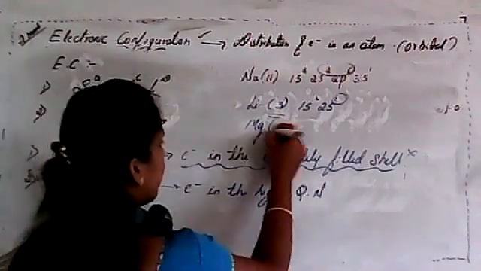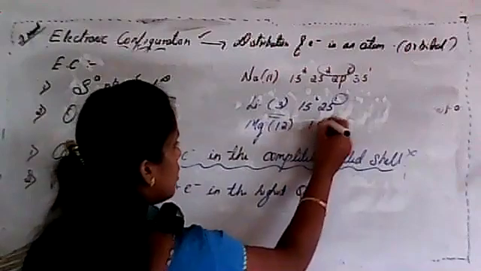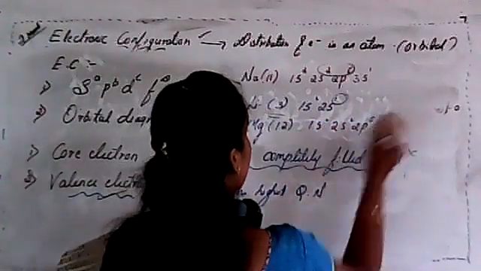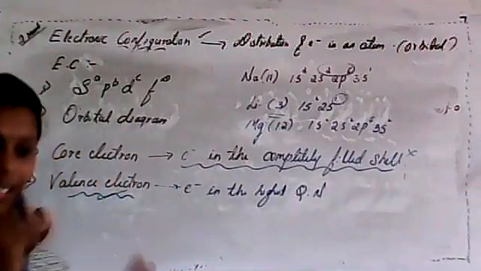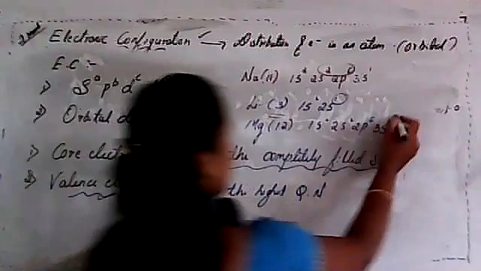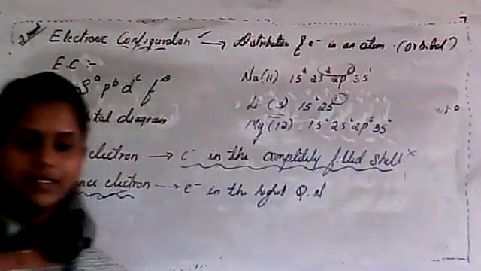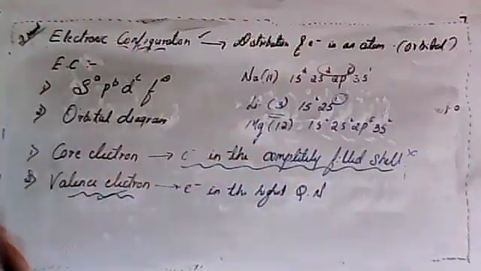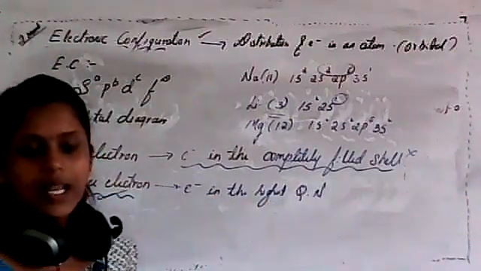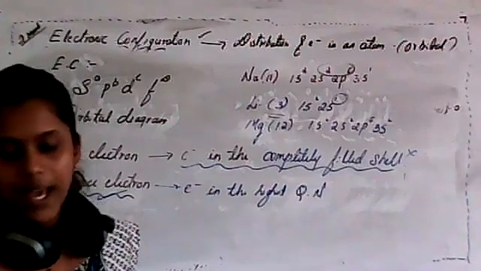Yes, that is 12, 1s2, 2s2, 2p6, 3s2. The total number of valence electrons, that means electrons in the last shell, is 2. That is nothing but your valence electrons. Is this clear? Electrons in the highest quantum number or the last shell are known as valence electrons.